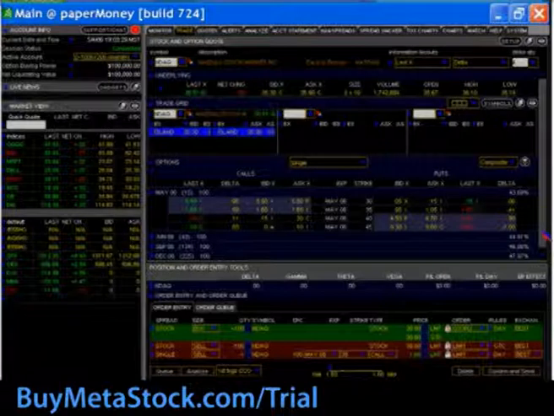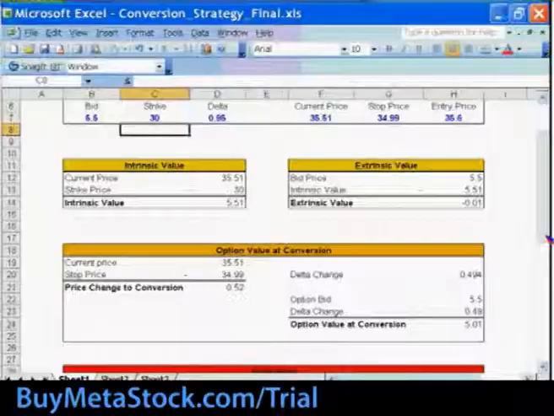If I do that, using that stop and that entry, remember I'm getting in at 35.60, I would lose 59 cents a share. So that one won't work for me. All right? So I'm going to go back and look at a different one.